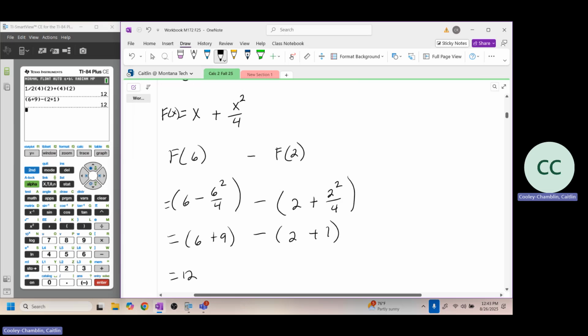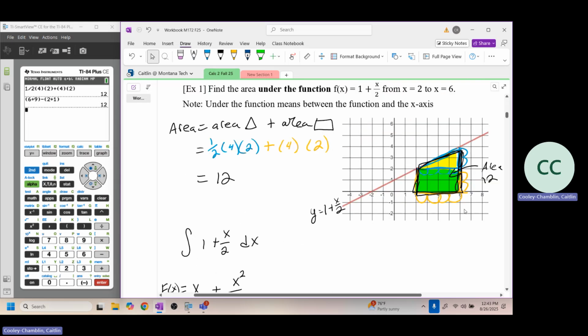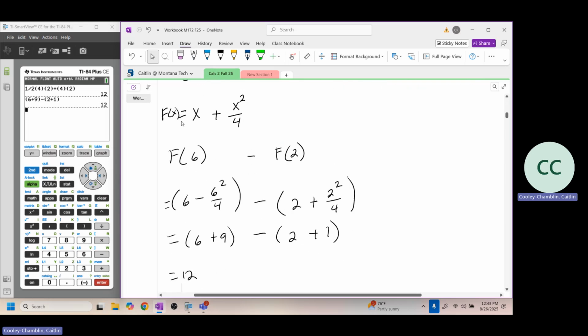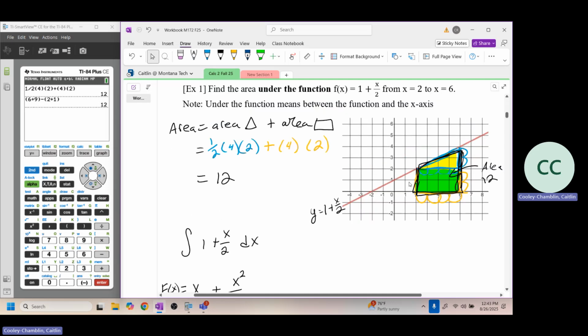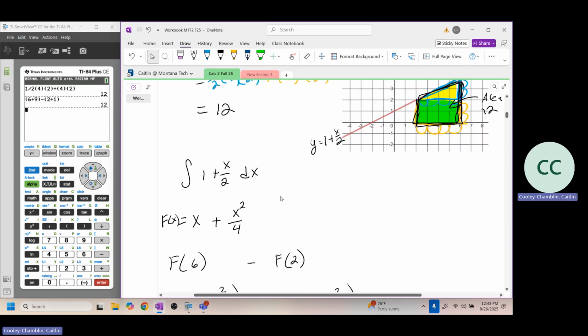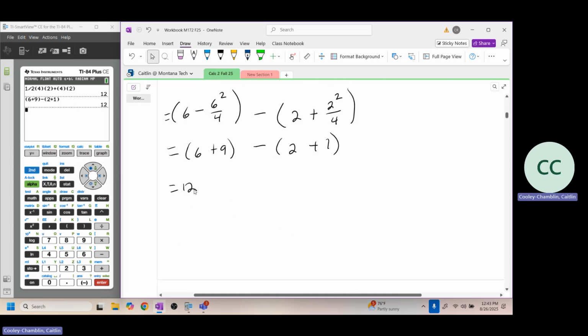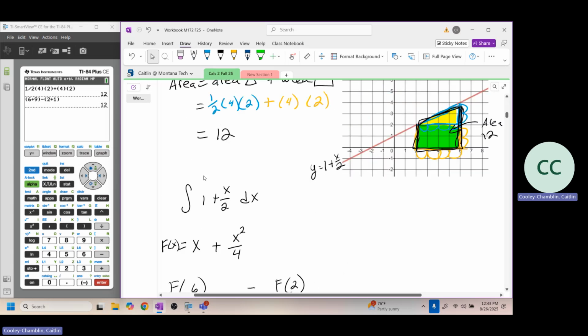Hey, that's pretty interesting. If I plug in my biggest number, my 6 here, that was my stopping point, minus my antiderivative evaluated at my starting point, I get the area. I get 12, which was what my area was.